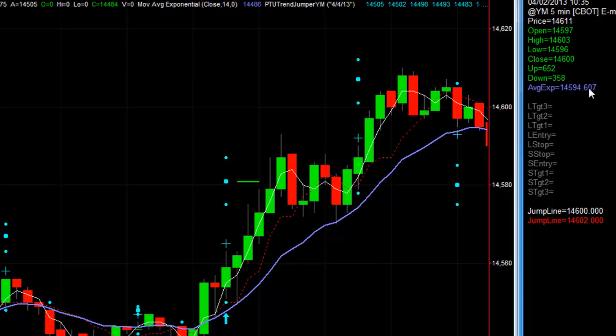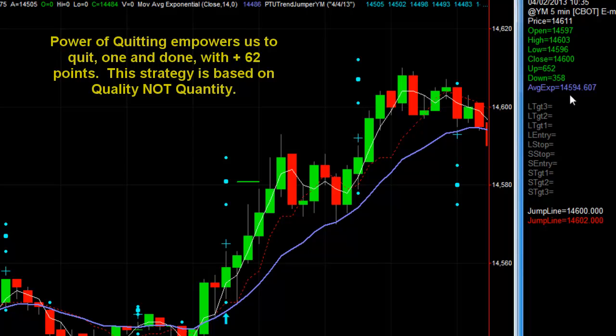The reading gets rounded down to 94. We put our stop at 92. This entire trade nets 62 points. And again, first trade, power of quitting, done for the session. Let's go to the next session.